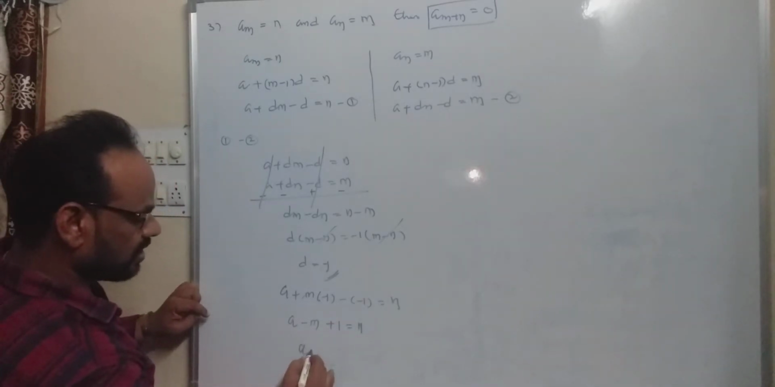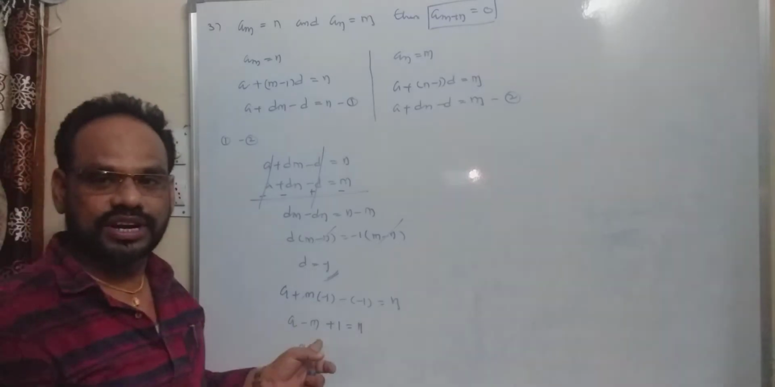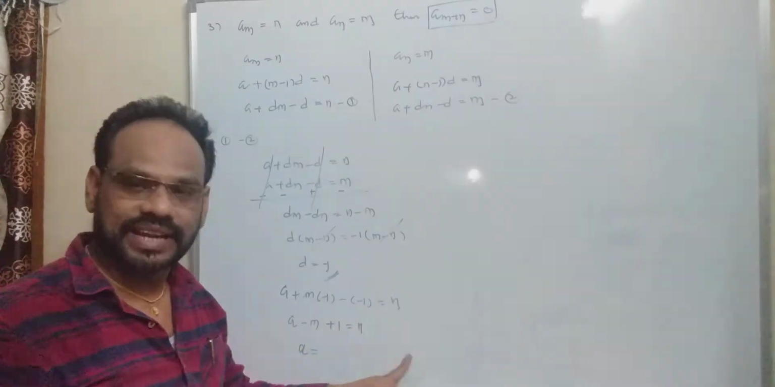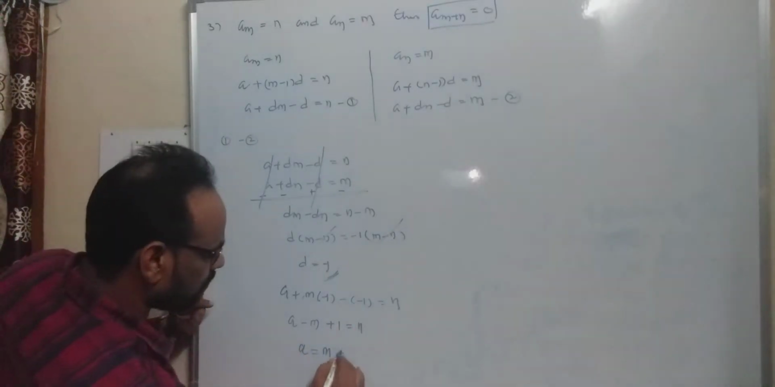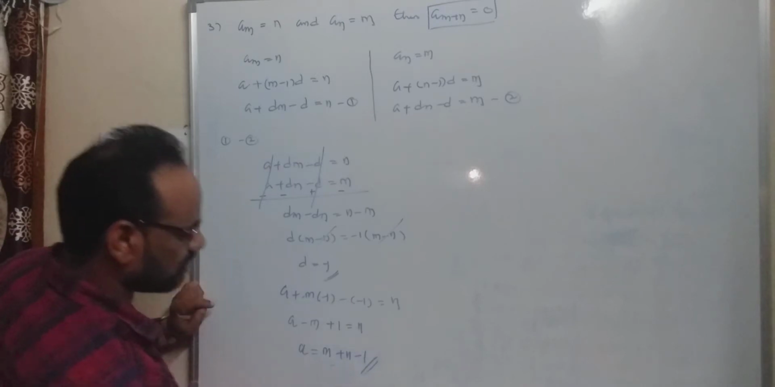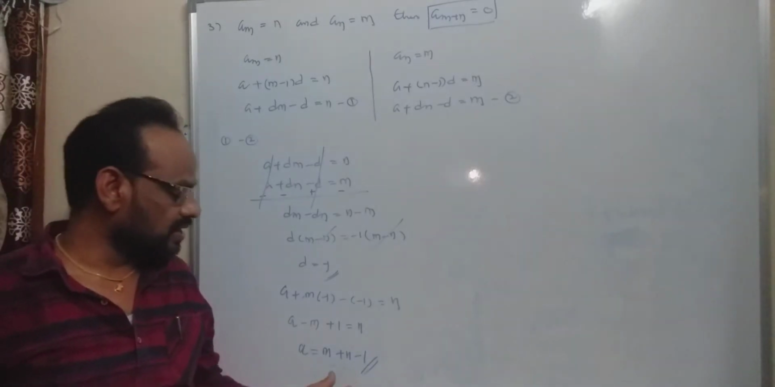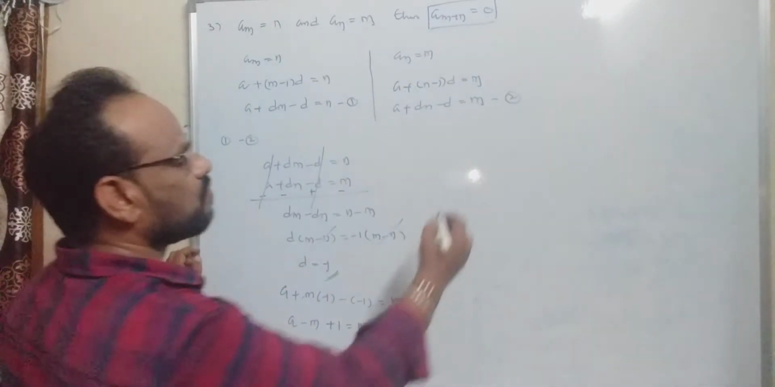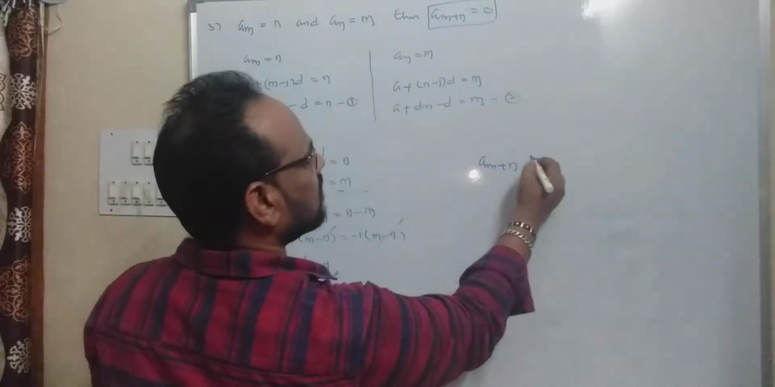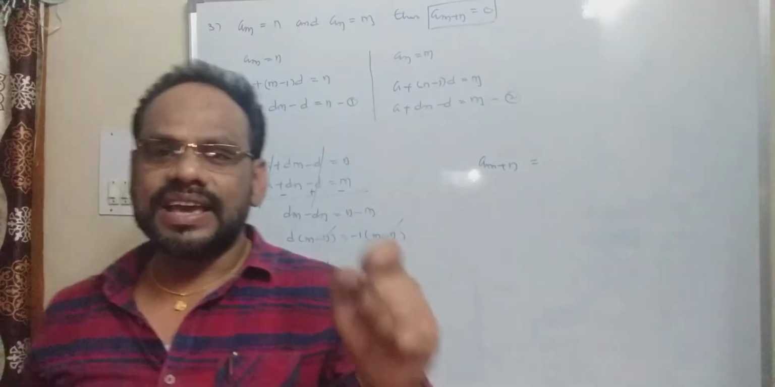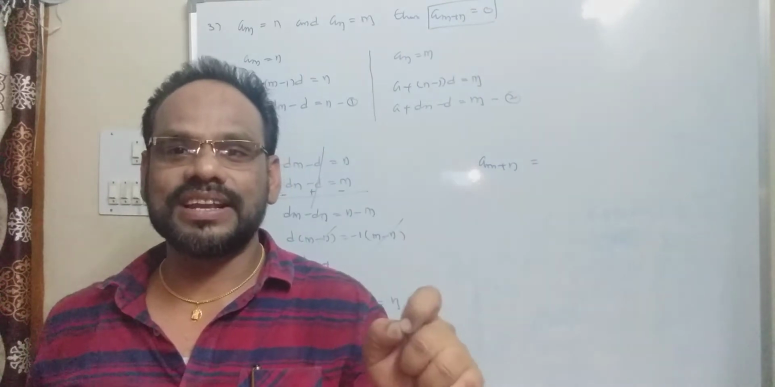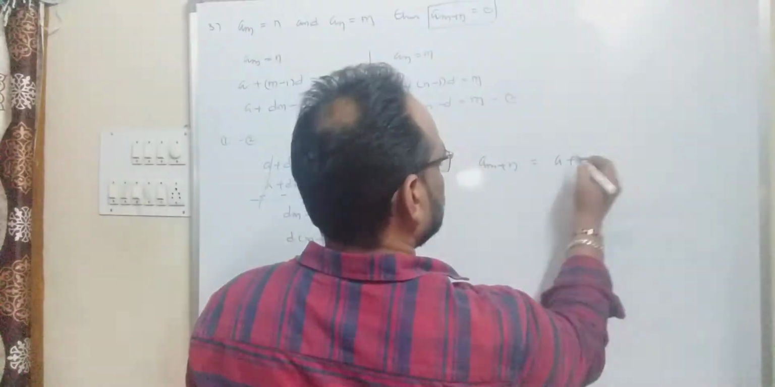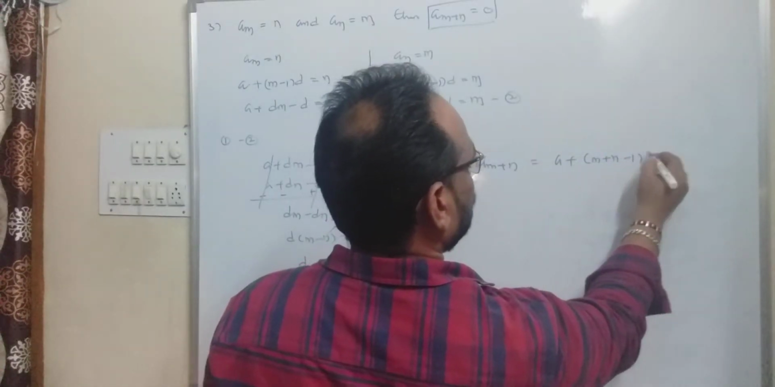So we want a. If you transpose a minus quantity from LHS to RHS, it becomes plus, and a plus quantity becomes a negative quantity. So a is m plus n minus 1. Here the a value is m plus n minus 1. This is the first term and this is the common difference, d is equal to minus 1. We want a(m+n). a(m+n) is nothing but a plus (m plus n minus 1) into d.